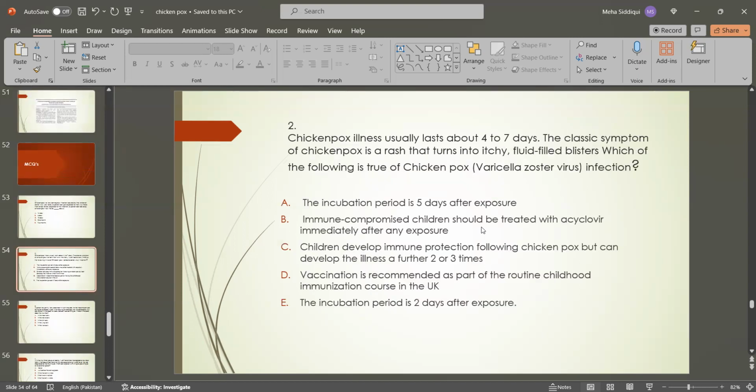MCQ number two, chickenpox illness usually lasts about 4 to 7 days. The classic symptom of chickenpox is a rash that turns into itchy, filled with blisters, which of the following is true of chickenpox infection. Incubation period is 5 days after exposure. Immune compromised children should be treated with acyclovir immediately after an exposure. Children develop immune protection following chickenpox but can develop the illness a further 2 or 3 times. Vaccination is recommended as part of routine child immunization course in the UK. The incubation period is 2 days after exposure. C is the right option.